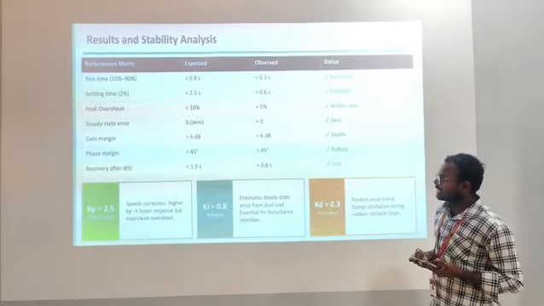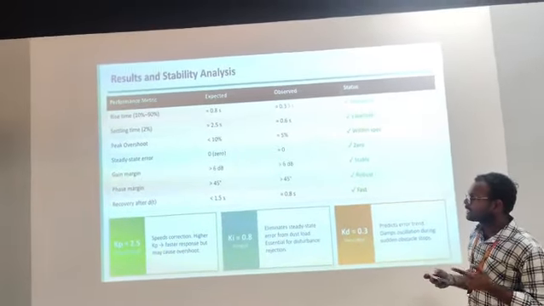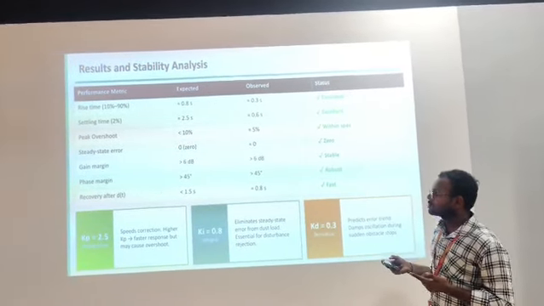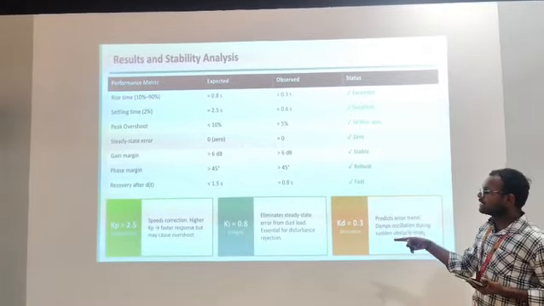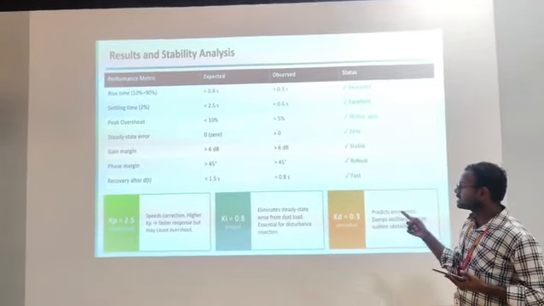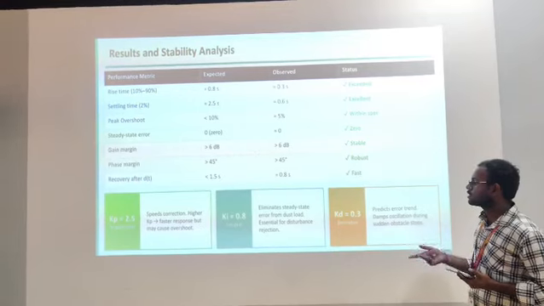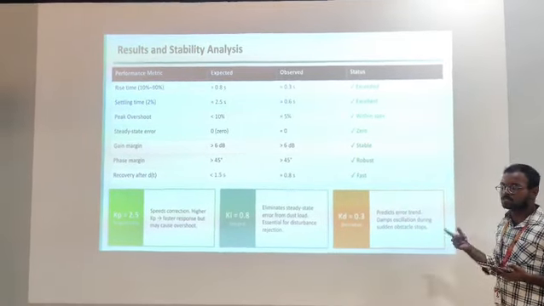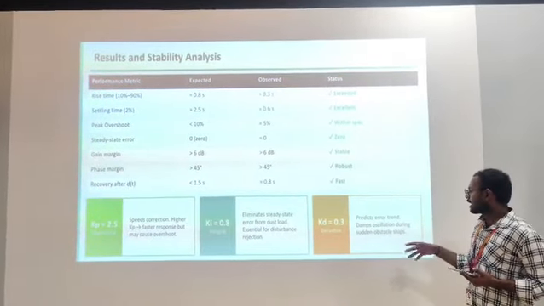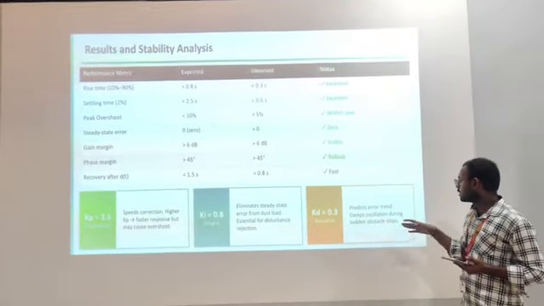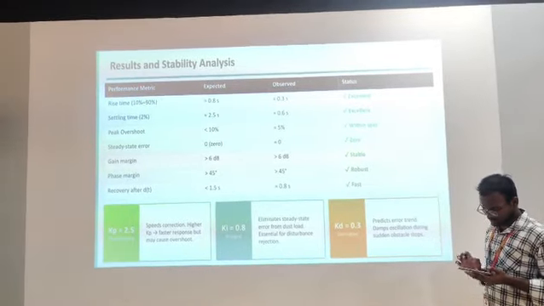Then proportional gain. It is used to correct the speed. Higher proportional gain gives a faster response but may cause overshoot. Integral gain. It eliminates steady state error from the dust load. It is very essential for disturbance rejection. Derivative gain. It predicts the error trend. It damps oscillation during sudden obstacle stop.